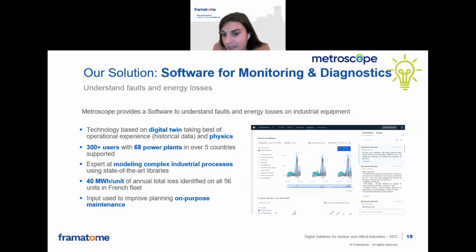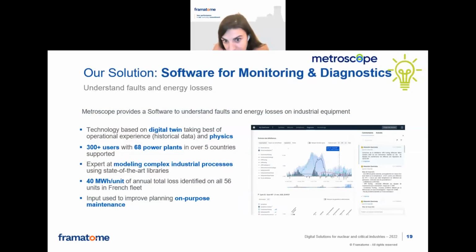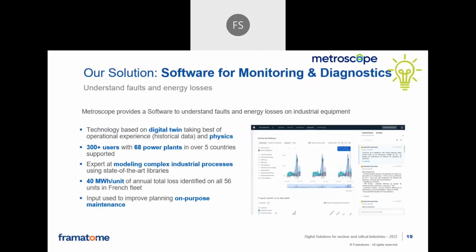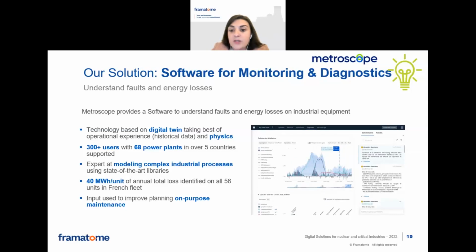So what exactly is our solution based on all those challenges? We provide a software for monitoring and diagnostics. This software aims to understand the faults on the equipment and quantify the energy loss, or the megawatt loss, on industrial equipment. To do so, we use digital twin technology. It's actually a hybrid digital twin using a physics-based approach, thermodynamic process, and also operational experience with historical data.